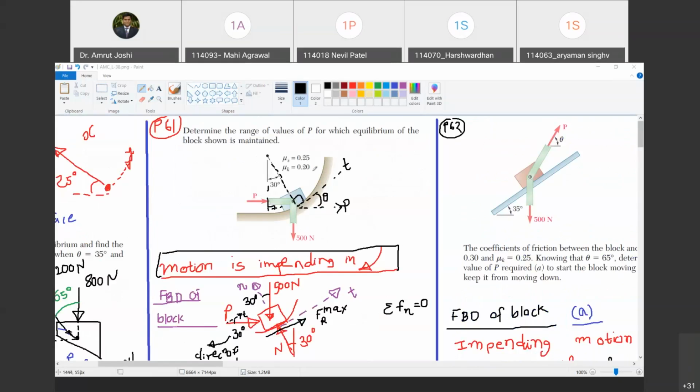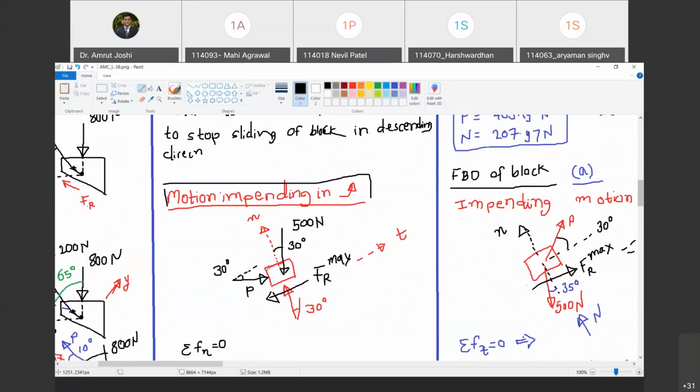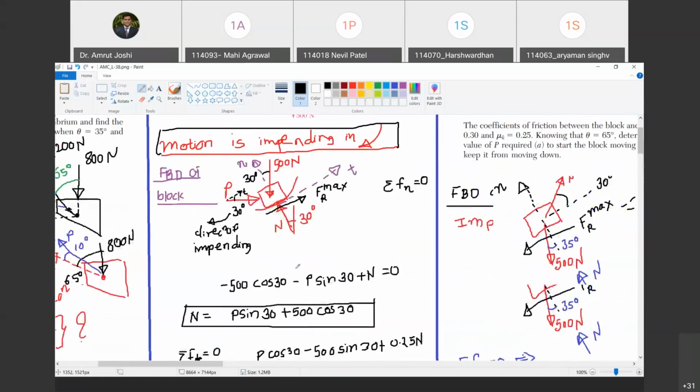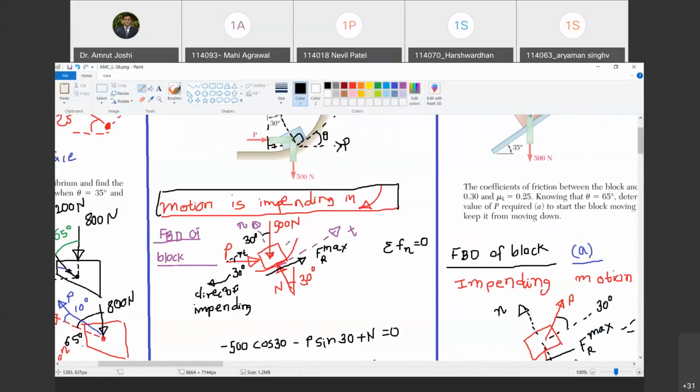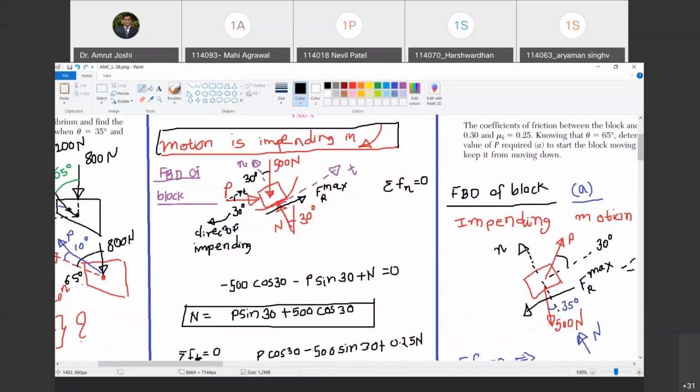Now, let us consider a case where motion is impending in upward direction. Are you with me? Yes, sir. Okay. So now let us draw the free body diagram. What are going to be the changes in the free body diagram? All the forces are going to remain the same, except that as the block is now about to move in upward direction, the frictional force that can be offered will be in downward direction. Do you agree with me?